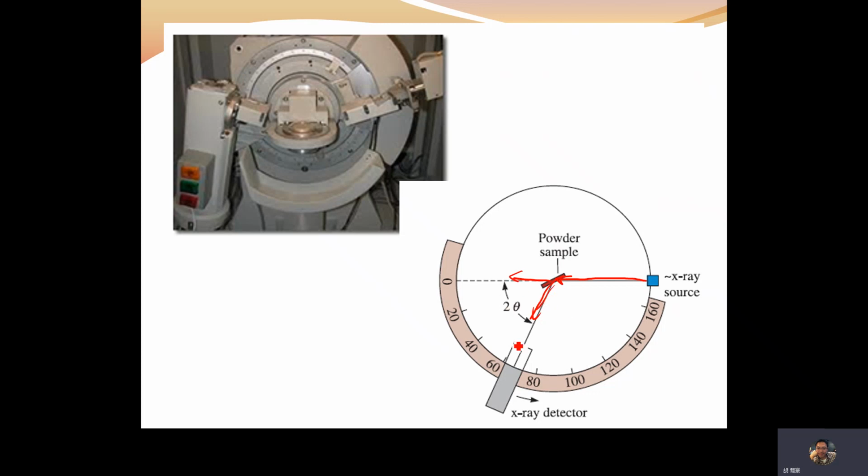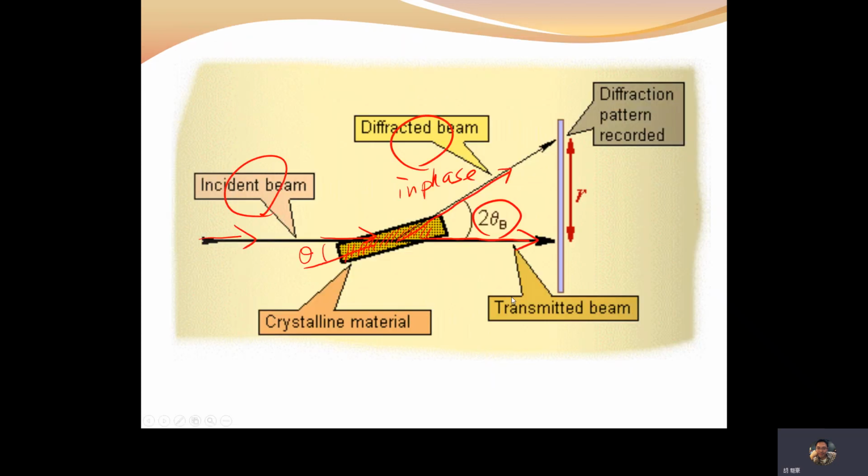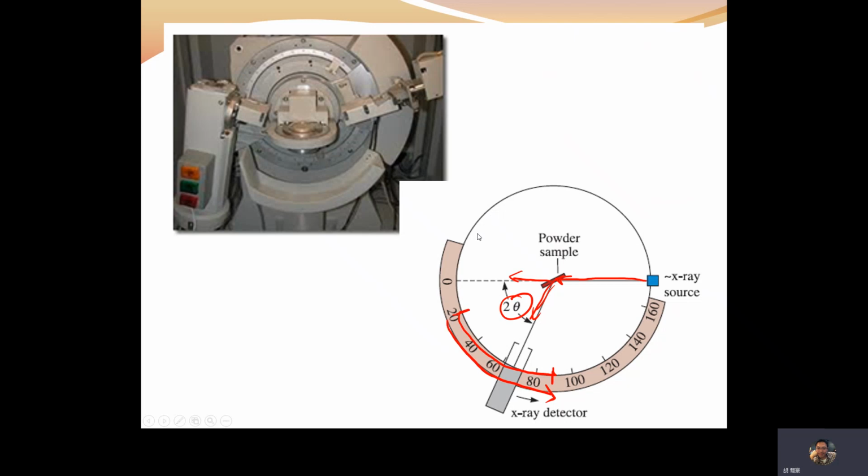And for the diffracted beam, we have this detector that can rotate and scan with a specific angle. Usually from 20 to 90. So this detector will scan from 20 to 90. You have different diffracted beams, and at a certain 2 theta angle, some peak will show. That means at this angle, we can find a specific crystallographic plane.